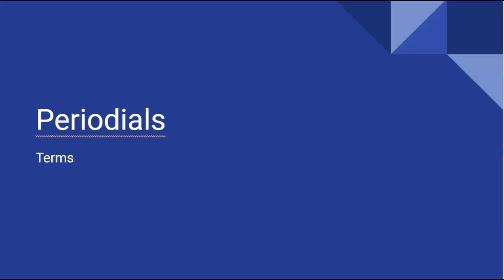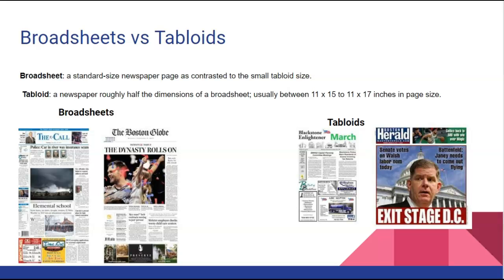So the first slide we want to go to, we'll talk about the difference between broadsheets and tabloids. If you look on the lower left, broadsheets, two examples are the Call and the Boston Globe. Those are broadsheets. If you hold it open, if it's a newspaper, it'll be a lot bigger than a tabloid, the other size. Two examples would be a Lightner and Herald. So really it's just the shape and the size that determines if it's a broadsheet or a tabloid.